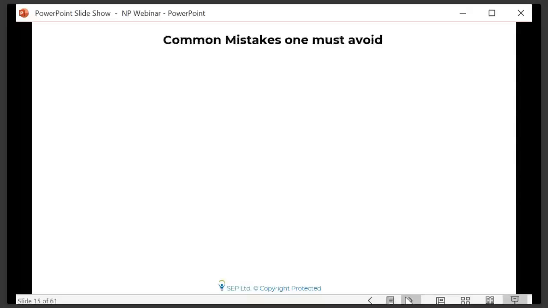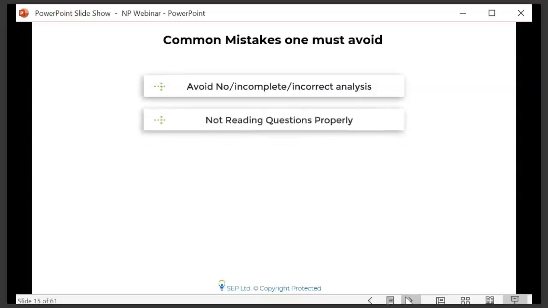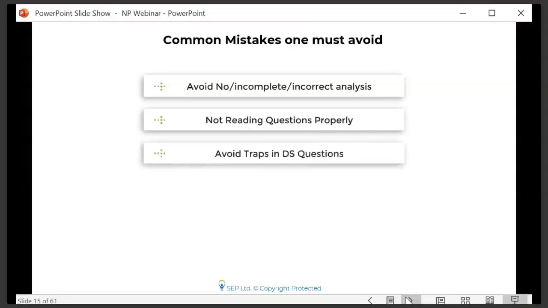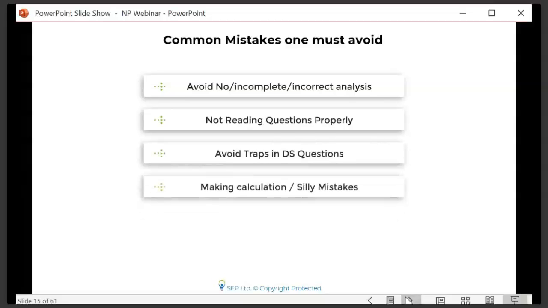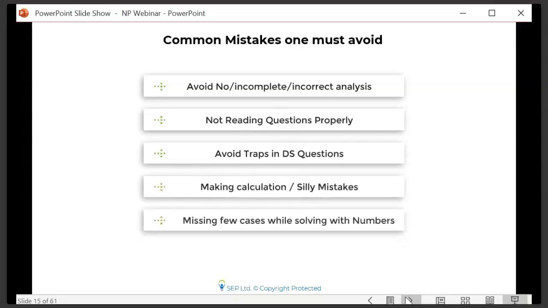And apart from this, what I believe is that you should make sure that you avoid these kinds of common mistakes. Like if you're reading X as an integer and you don't do a proper analysis, you may end up thinking only about, say, positive integers. If you don't read the question properly, you will end up making silly mistakes, basically. You should try and avoid C traps, D traps. There are a lot of simple traps that are set in the GMAT. So don't fall for them.